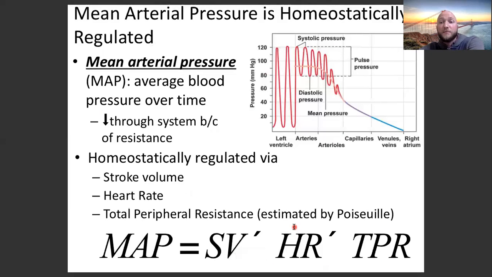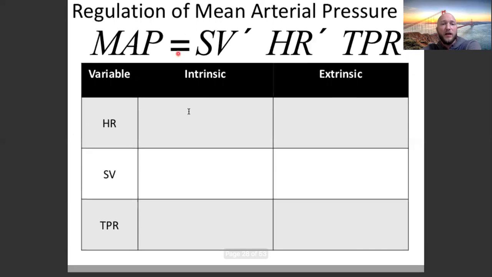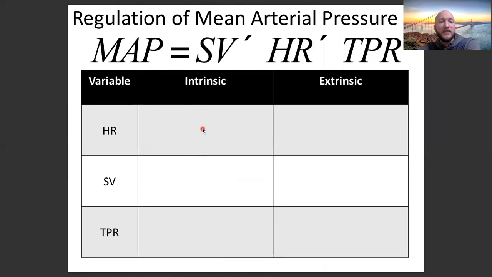All right, so we are now going to fill out this summary chart. We're going to get into how our bodies regulate MAP using heart rate, stroke volume, and total peripheral resistance. And we're going to look at the intrinsic and extrinsic controls for it. Your body has many ways of regulating MAP. So let's start off with the top left box, the intrinsic control of heart rate. We've already talked about the intrinsic control of heart rate.